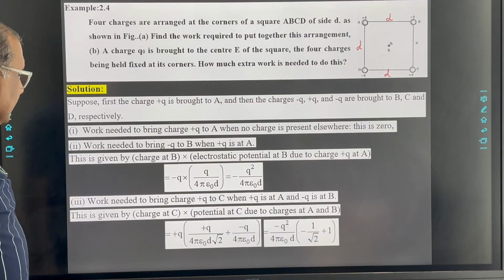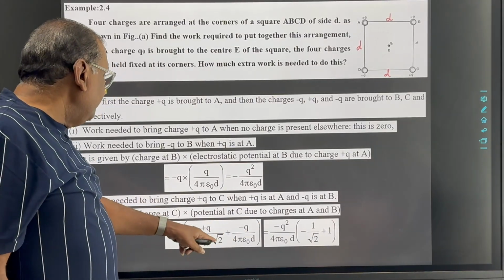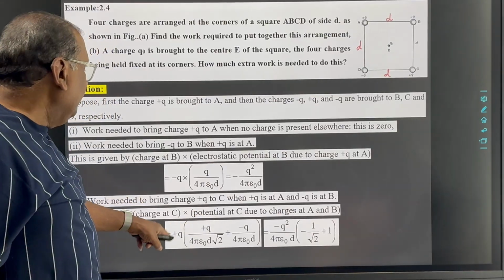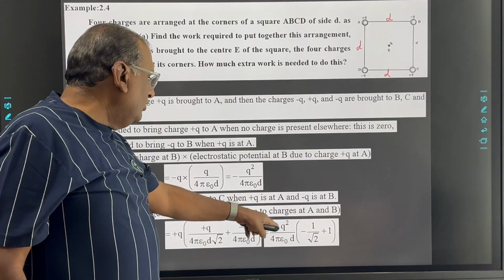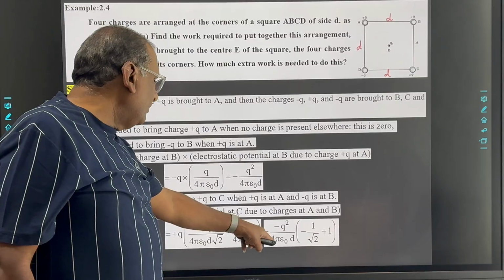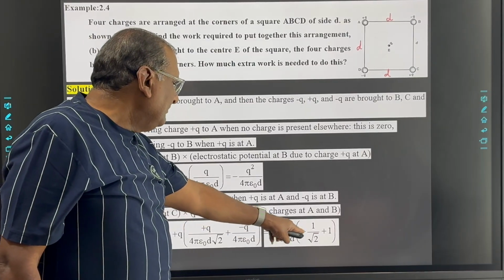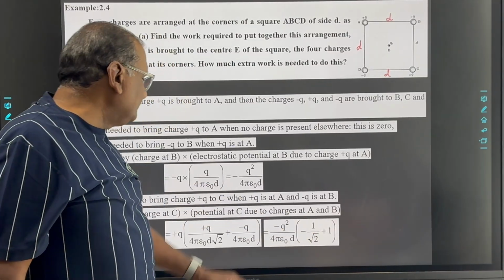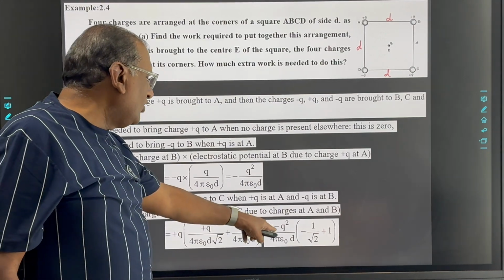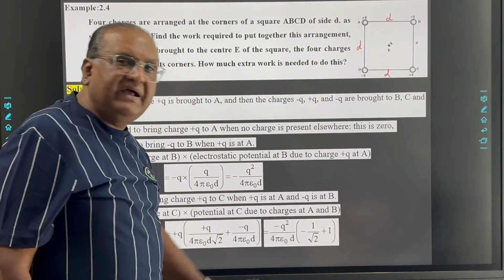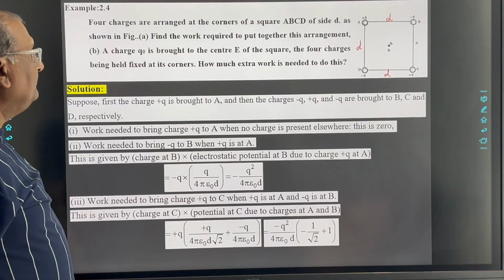So we can write that this is equal to, if we take this Q common, minus Q square upon 4 pi epsilon 0 D into (1 minus 1 upon root 2). Here minus Q is taken common, so here it is written minus 1 by root 2.